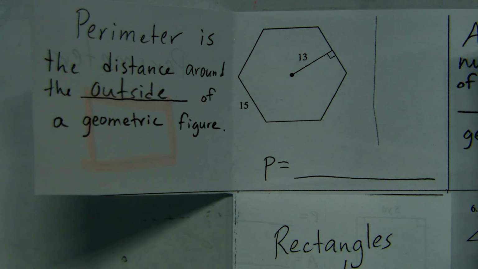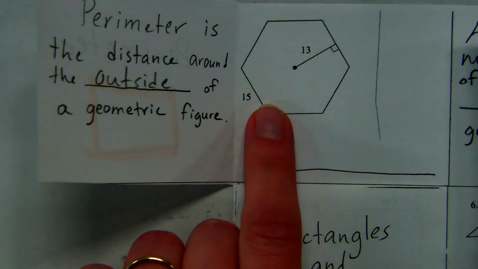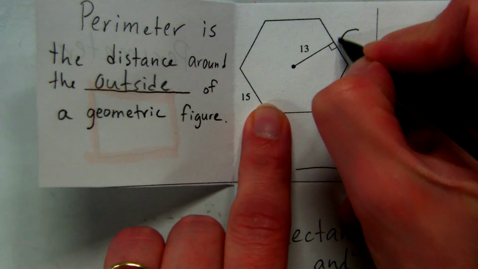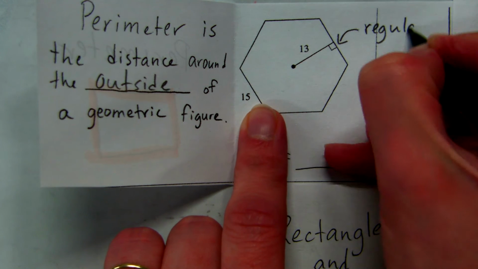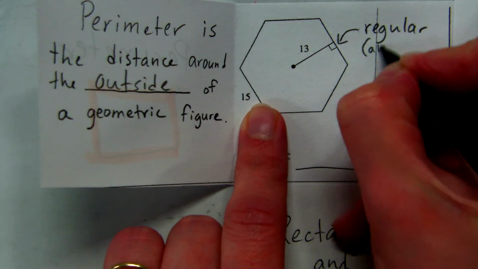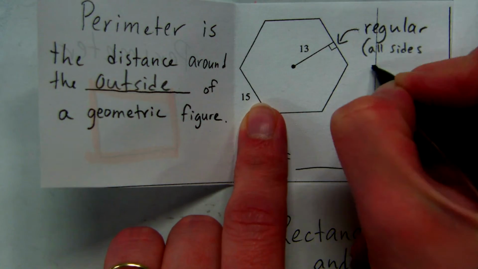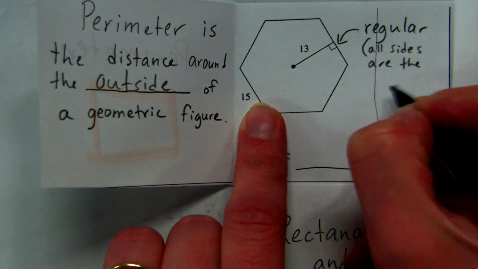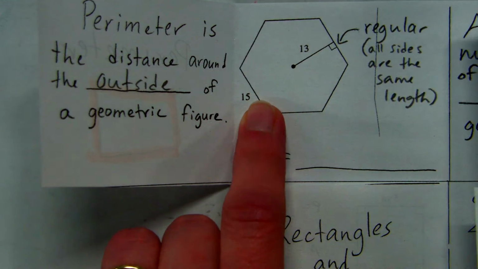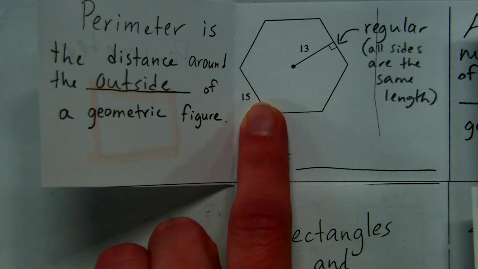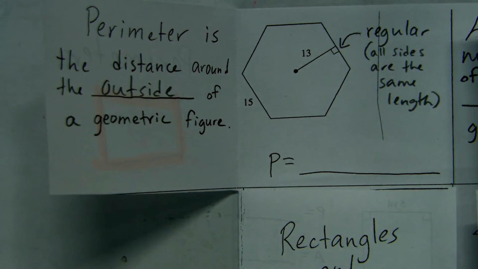So when we're looking at this figure, one of the things that I forgot to mark that we'll just talk about is this is called a regular figure, which means that all the sides are the same length. Or you could just put all sides are the same. This is your notes, if that makes sense to you. This is a hexagon. There's not really a formula to find the perimeter of the hexagon. We just have to figure it out.